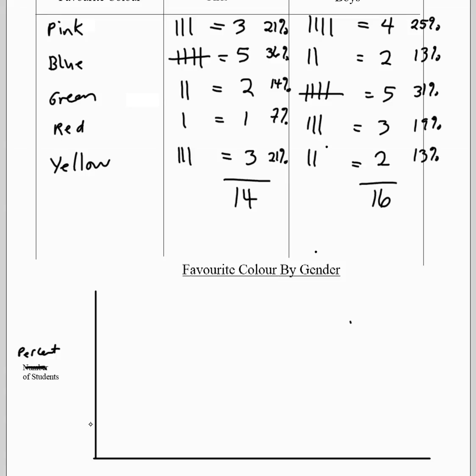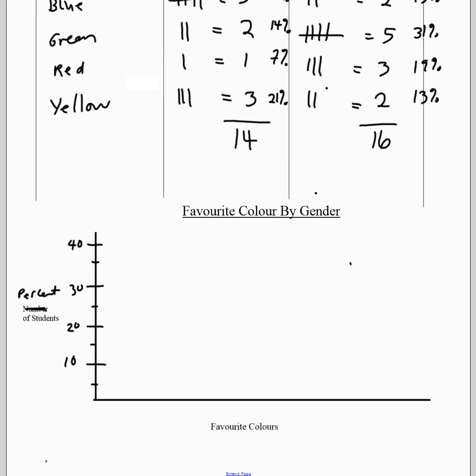I could probably go 10%, 20%, 30%, 40%. There's 10, 20, 30, 40. Again, you'd use graph paper, so these would all be like half, like 5, 15, 25, etc. Along the bottom, that's where I'm going to put my colors, like pink and blue and green and red and yellow.